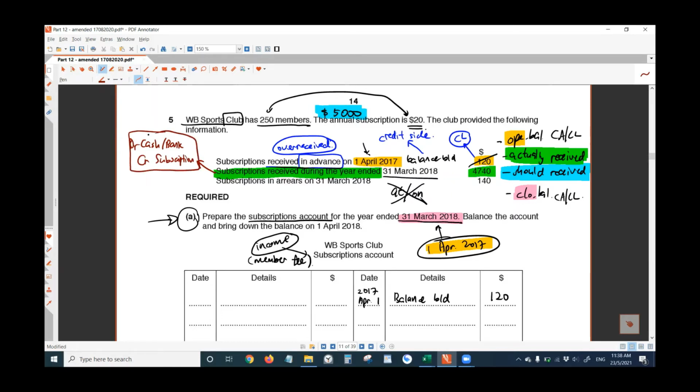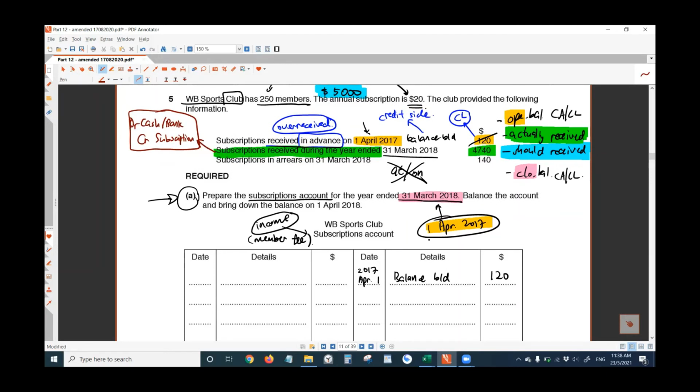Okay, let's record this. 4740, write it here. Here, write cash / bank. The date you choose is the year end, because that's the last possible day to receive the subscription during the year, 31st March.